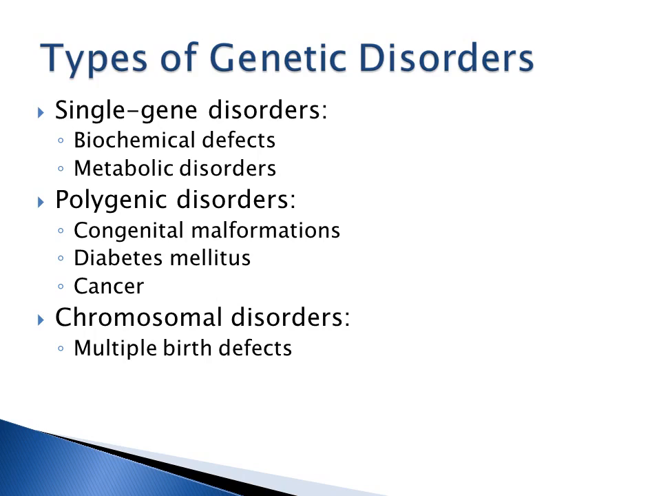There are various types of genetic disorders. Single gene disorders cause things like biochemical defects and metabolic disorders. Polygenic disorders are usually congenital malformations or diseases that are caused by numerous gene disorders, such as diabetes and cancer. Chromosomal disorders usually lead to birth defects.